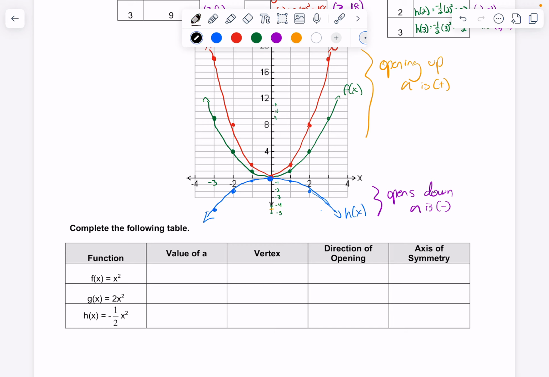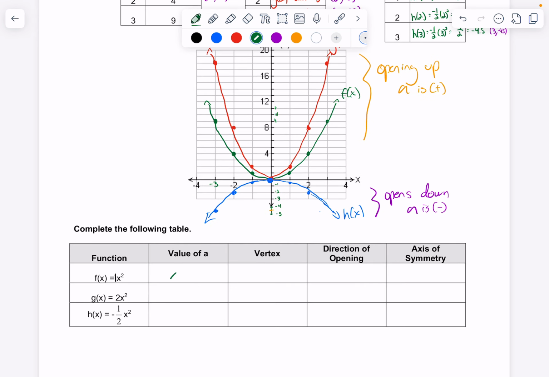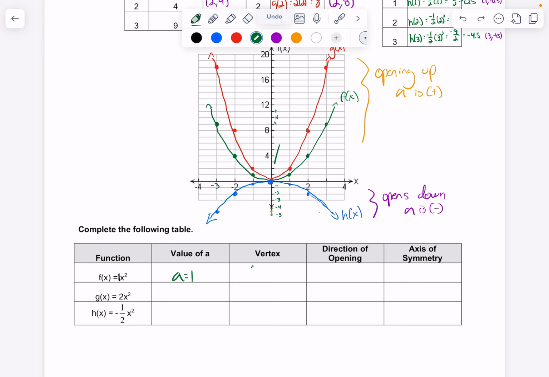F of x, this a value is 1. So the value of a, doing a more contrasting color, the value of a is a equals 1. Well, the vertex is the same on every single one. They're all right there at the origin. So in this case, every single one has the same vertex. Nothing changed. They're all 0, 0.